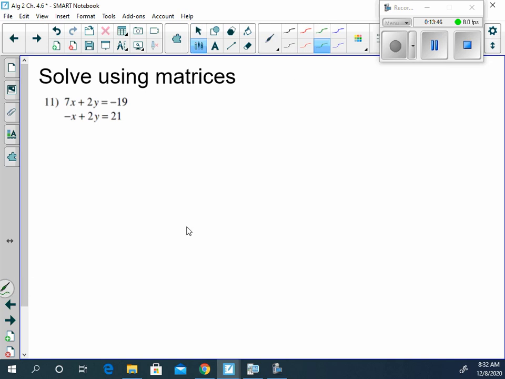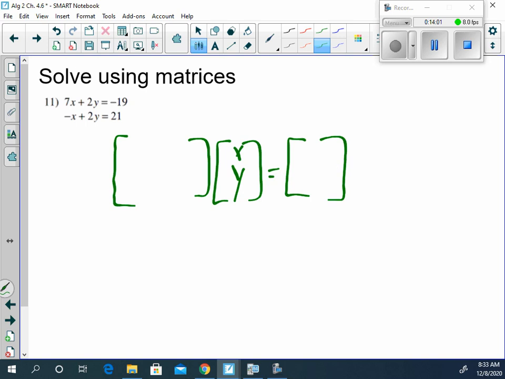So for this one here, we're going to do the exact same thing. So what I could do is I could set the matrix equation up as our matrix times xy is equal to our other matrix. Now the coefficients: if I look here, x and y are both lined up already, so we're good. X is first, y is second. So we'll have 7, 2, negative 1, 2.